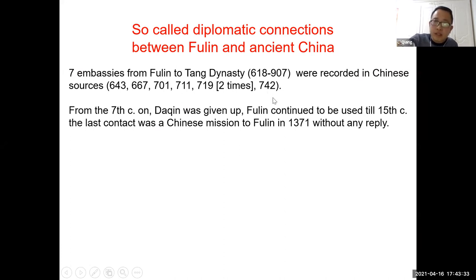Compared with the sources about Daqin, this time much more information is provided. But even so, we still cannot be sure if these embassies were from Byzantium or not, because between Byzantium and China, in the middle, there were really many businessmen, many people who would like to get in touch with China, who could use the name of Byzantium to do so. And you can see the tributes from them were mainly goods from Central Asia. There were very few products from the real Byzantine Empire.